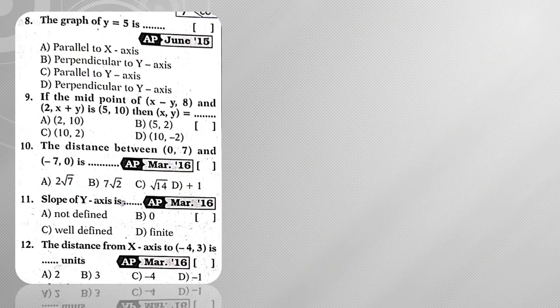Next, moving on to question number 8. The graph of y is equal to 5. Whenever you have these types of questions, first of all go with the coordinate axes. Now draw the graph of y is equal to 5. So y is equal to 5 means on the y-axis you are going to have 5, so you will be having this line. This is the x-axis and this is the y-axis, and this is nothing but my y is equal to 5 line.